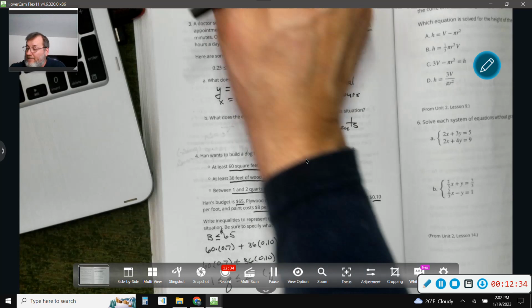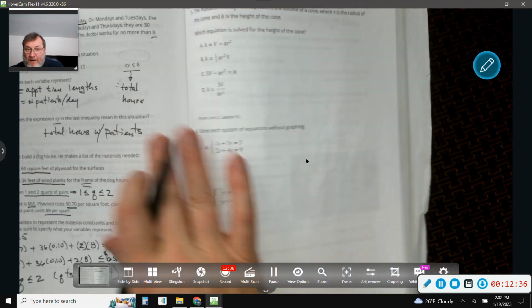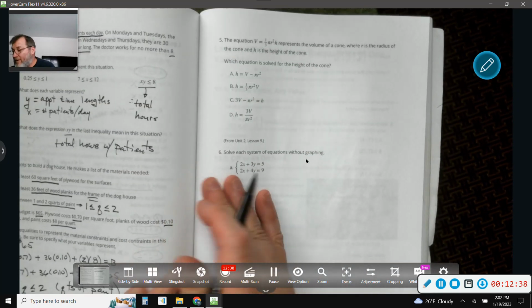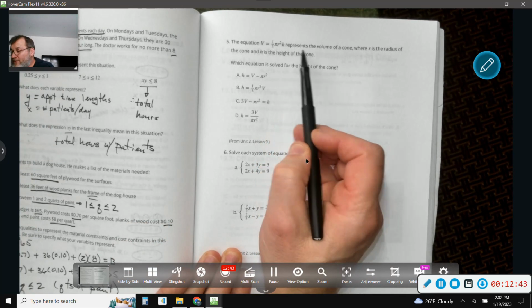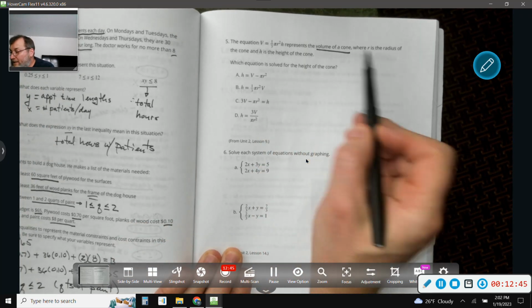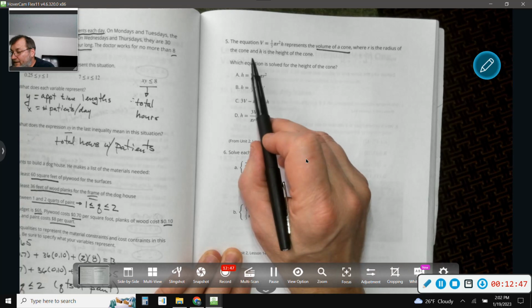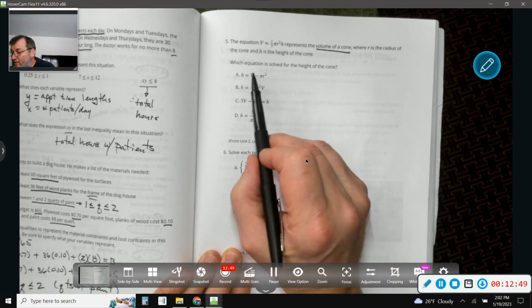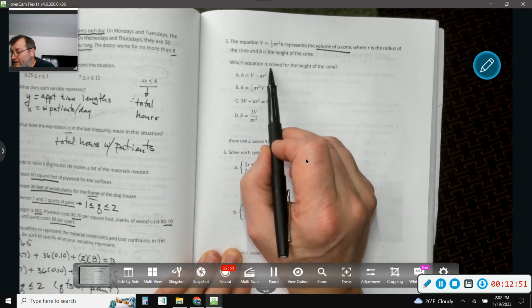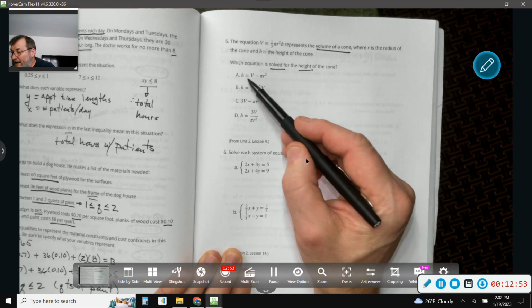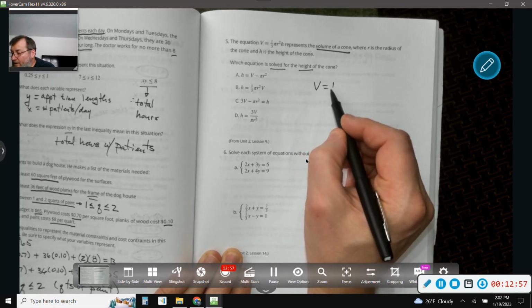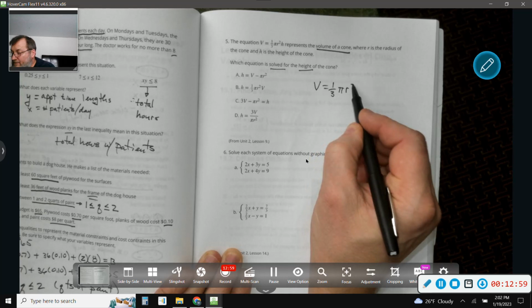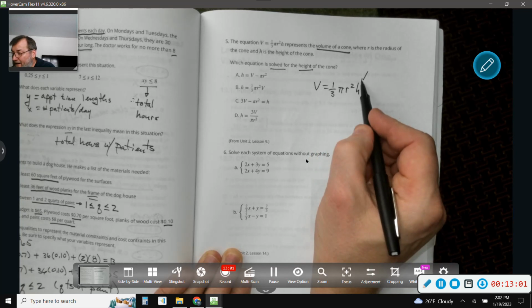On to number 5. So now we got a few little review questions to worry about. The equation V equals 1/3 pi r squared h represents the volume of a cone, where r is the radius and h is the height. Which equation is solved for the height? So it has to be h equals something, all right? So let's just go through this. V equals 1/3 pi r squared h. And I got to solve for the height, all right?